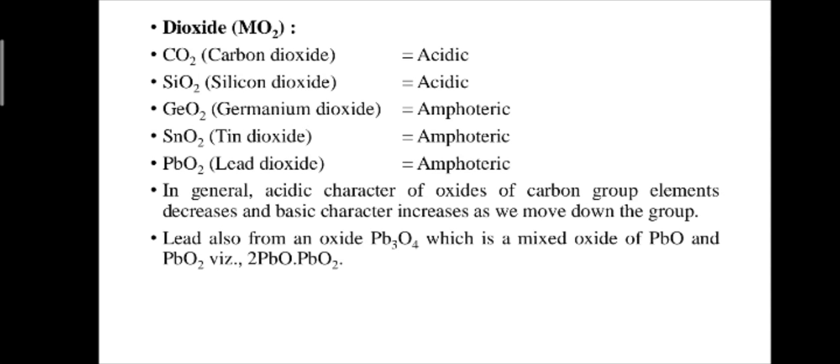Dioxides of carbon group elements. Carbon dioxide and silicon dioxide are acidic. Germanium, tin and lead dioxides are amphoteric. In general, the acidic character of oxides of carbon group elements decreases and basic character increases as we move down the group. Lead also forms an oxide of the type Pb3O4, which is a mixed oxide of 2 moles of lead monoxide and 1 mole of lead dioxide. It can be written like this: 2PbO.PbO2.